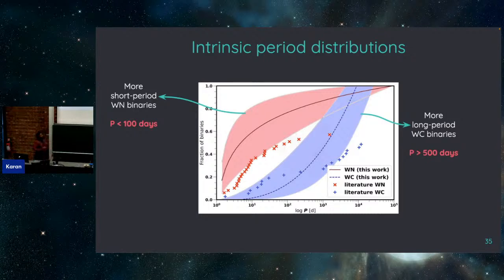So what you can see is that if I just follow the dashed line, as I go from 1 day to 100 days, I don't have a lot of binaries in my sample. However, if I go from 100 days to 1,000 days, I suddenly get a lot more systems in my sample. The fraction increases from, let's say, 5% to about 25%. And then if I go from 1,000 days to 10,000 days, I suddenly get a lot of systems in my sample. And why does the code give us this?